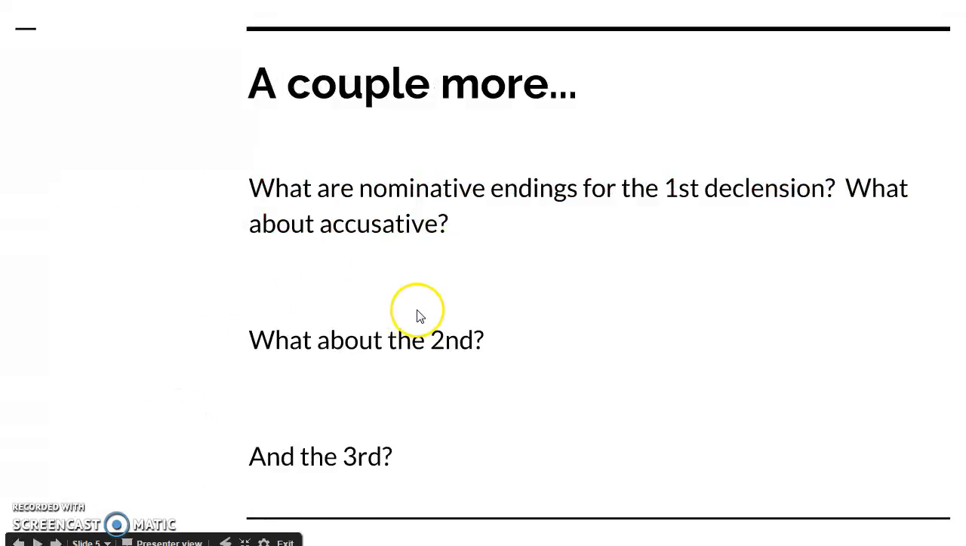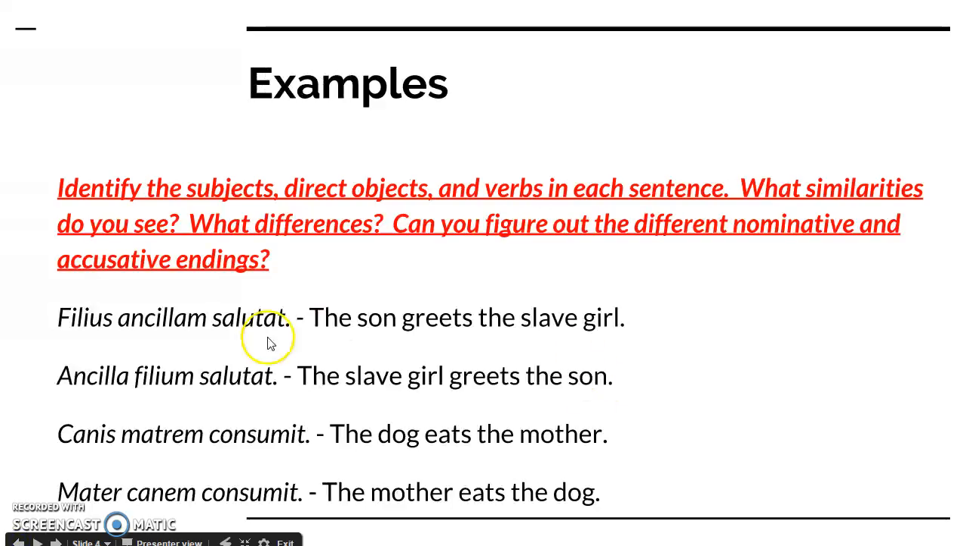Alright, so now that we've gone over direct objects and subjects, and we've talked about these different endings, we're going to have to move on to some other questions, but I just want to review one more time that since Filius is the subject here, it's going to be in what's called the nominative case. That US ending is the nominative case for Filius.